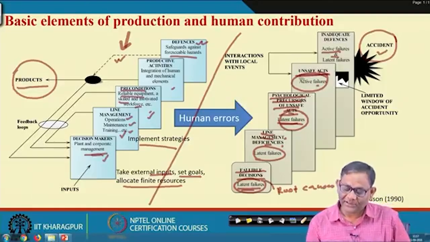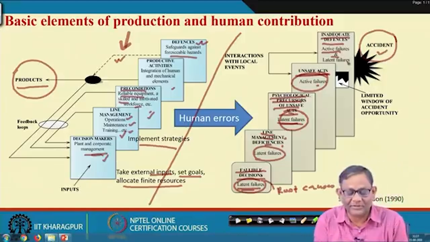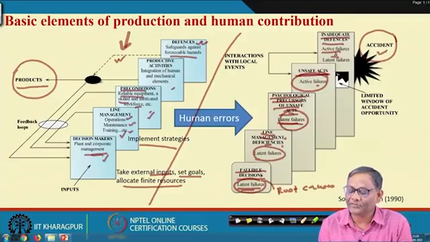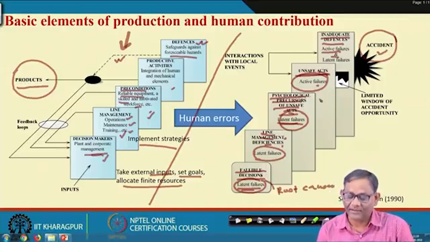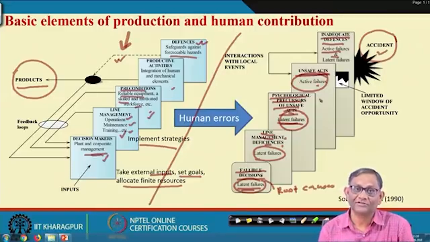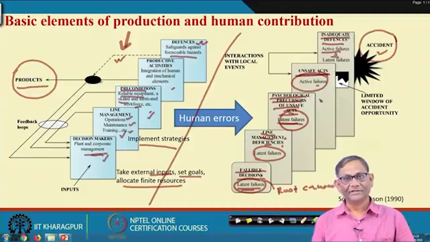Now, unsafe acts and accidents take place because of inadequate defenses. Active failures and latent failures are a result of inadequate defenses. A fallible decision should not have been taken, and line management should not create a situation where overpressure or job stress is created. If it is created, then you must know there is a failure of the defenses or barriers, whichever way you want to say it.